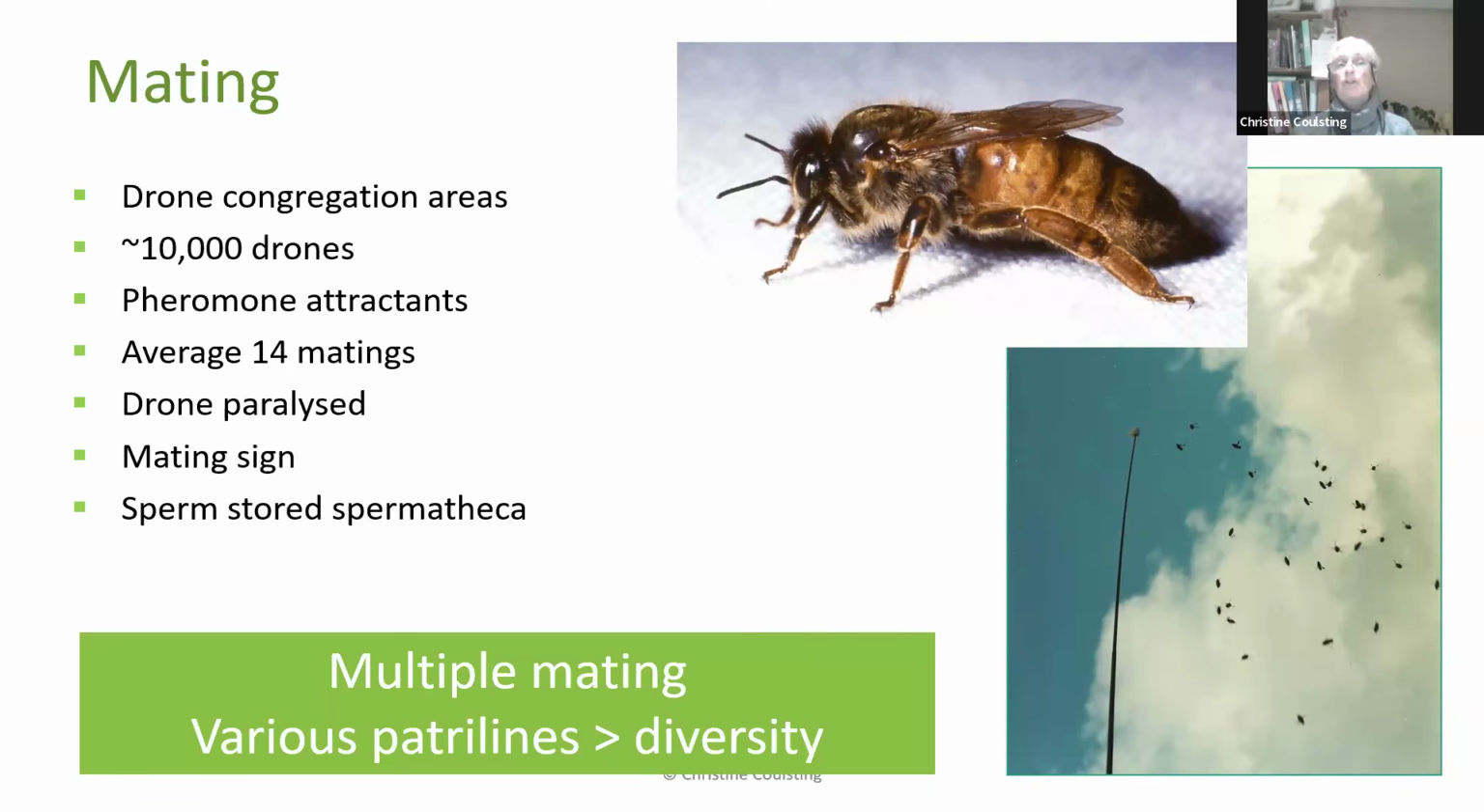When he mates, the drone is paralyzed and the mating sign is left in the queen's vagina, and the sperm goes into the queen and is stored in the spermatheca. She tends to take on about 1 million sperm from each drone, but she stores about 5.5 to 6 million sperm in total. It's a little bit from each drone that she will store and use, and the spermatheca will store and nourish that for the life of the queen.